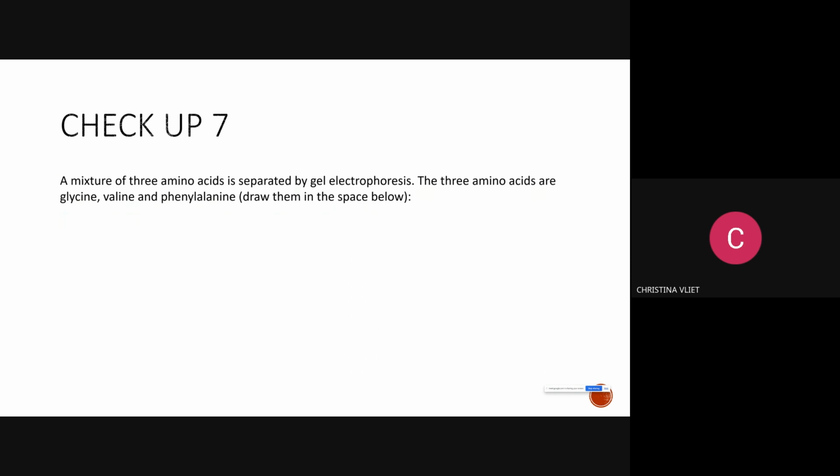A mixture of three amino acids is separated by gel electrophoresis. The three amino acids are glycine, valine, and phenylalanine. It says to draw them in the space below, so we're going to start by drawing them. I'm going to go ahead and draw them for you, so just track along, in case you don't have your data booklet with you. Glycine, just the regular one. Valine. And phenylalanine.